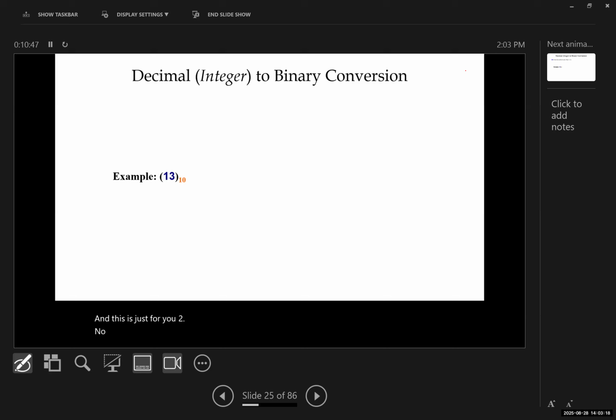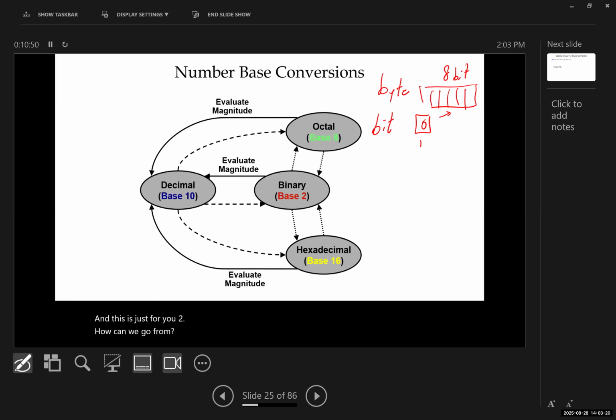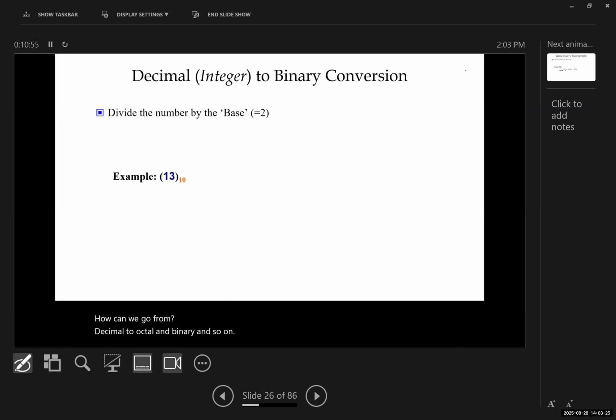Now, how can we go from decimal to octal and binary and so on? Let's go from decimal first to binary and do a decimal to binary conversion. I think we only have time for one of them today and to solve some examples. Then we would do decimal to octal and hexadecimal next week. So we already learned how to go from a binary number to decimal. But how do we go from a decimal number to a binary?